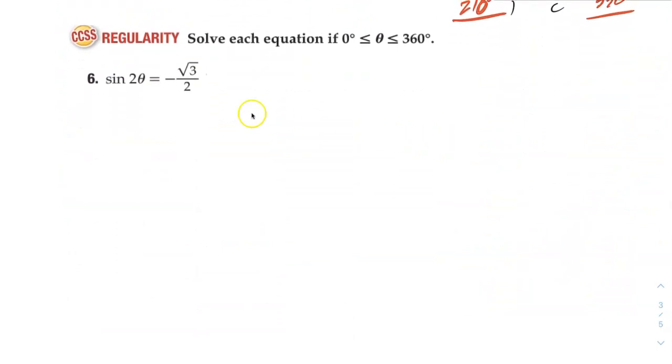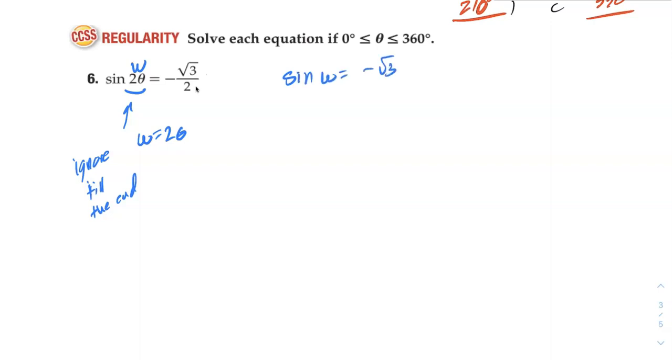The next one, sine of 2 theta equals negative root 3 over 2. What do I do with that 2 theta? It's kind of what we did last time. What I like to say is you ignore it till the end. Some people call that a U substitution or a W substitution. You just pretend W equals 2 theta, and you just solve it like normal. But really I just say, ignore this till the end, and then we'll solve it. So let's solve this part first.